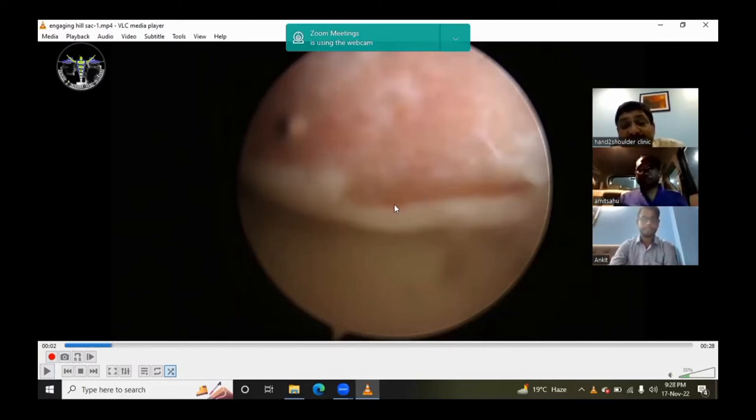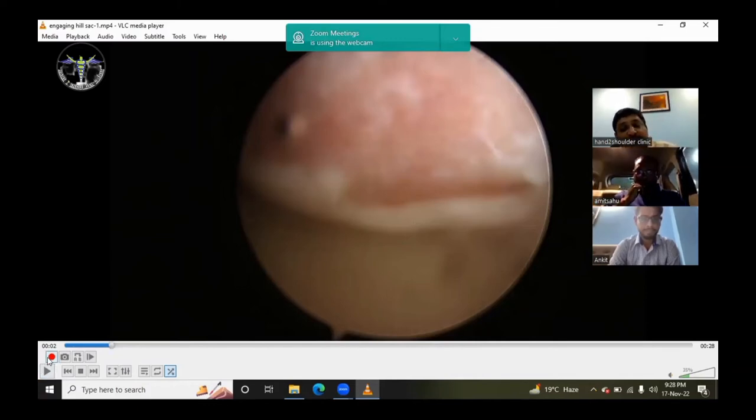So this is what we were seeing in a defect in the head, a posterior defect. This is a Hill-Sachs lesion. You can see this is cartilage and this is bare bone. This is a defect on the posterior aspect. This is the same case that Ankit was saying.